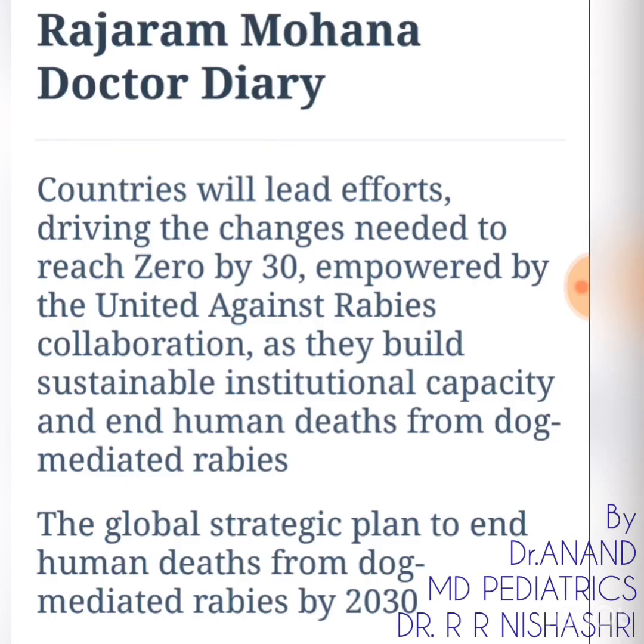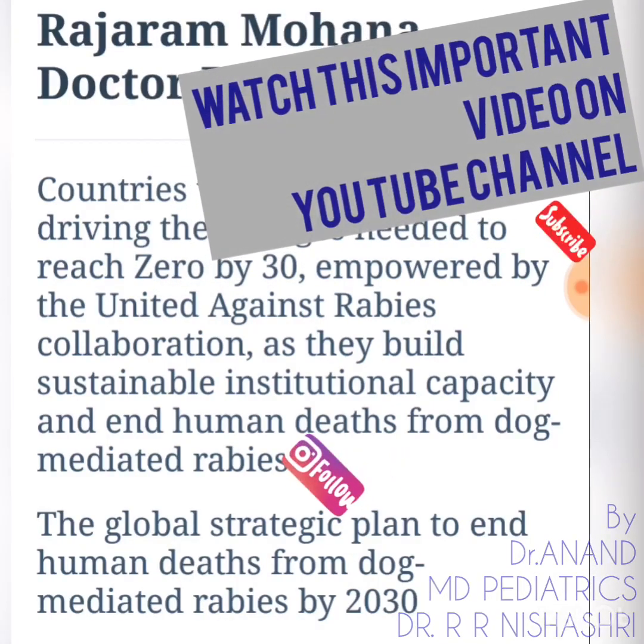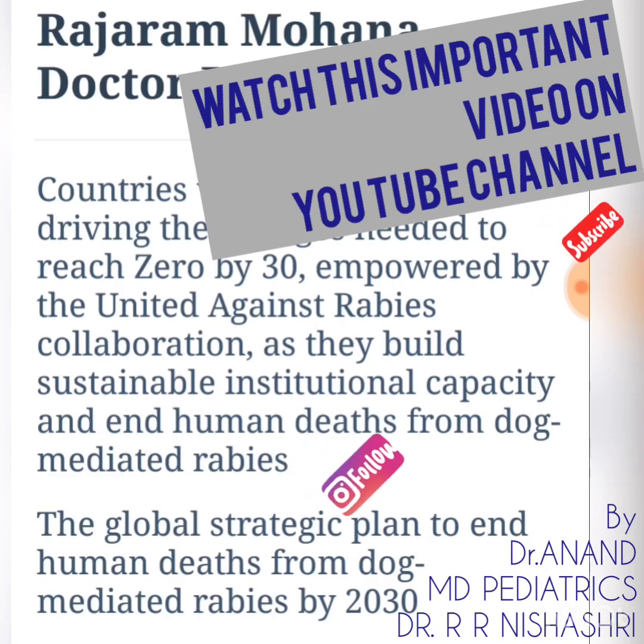Rabies is a deadly disease. It has been neglected, and so they came up with something like 0 by 30 so that they build sustainable institutional capacity and end human deaths from dog-mediated rabies. This 0 by 30 is empowered by the United Against Rabies collaboration.